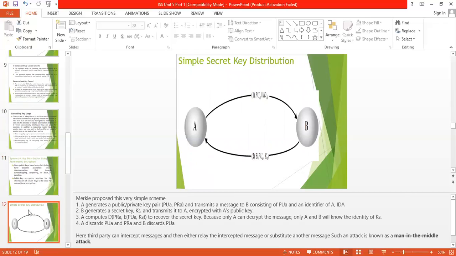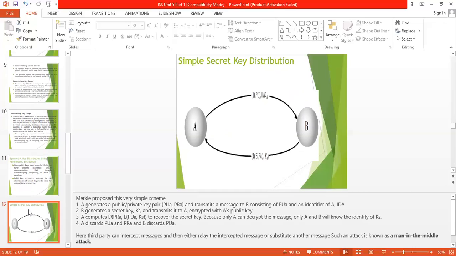This scheme was proposed by Merkle. In this, A generates a public/private key pair, PUA and PRA, and transmits a message to B consisting of the public key and the identifier of A, which is IDA. IDA is the network address of A. And B generates a secret key K of S and transmits it to A encrypted with A's public key. And A computes D.